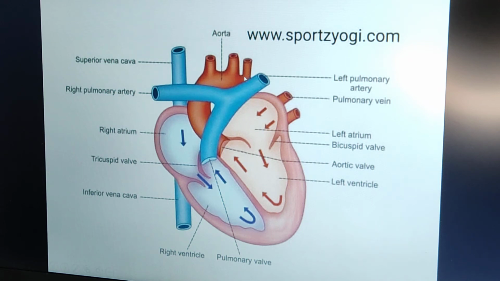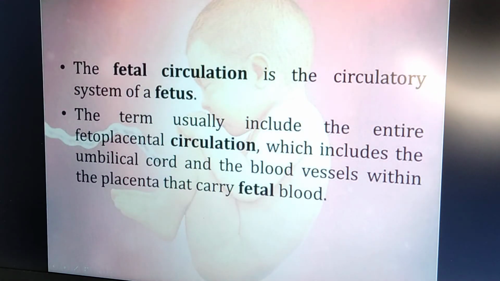This is the ascending aorta, and the descending aorta will also be there. This is the first part of the aorta. This aorta carries highly oxygenated blood to our upper body parts. And the descending aorta carries oxygenated blood to our lower body parts. This is our normal adult circulation.